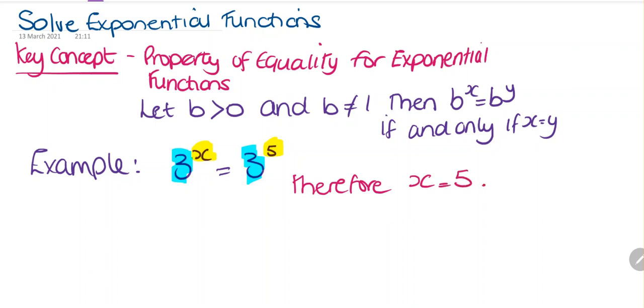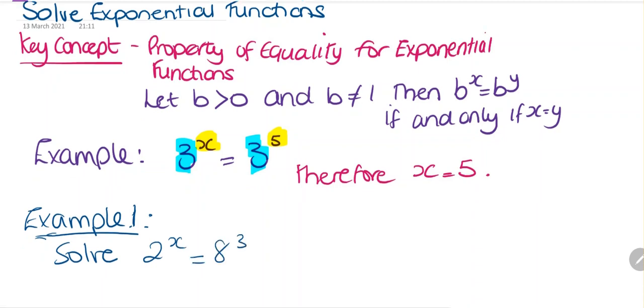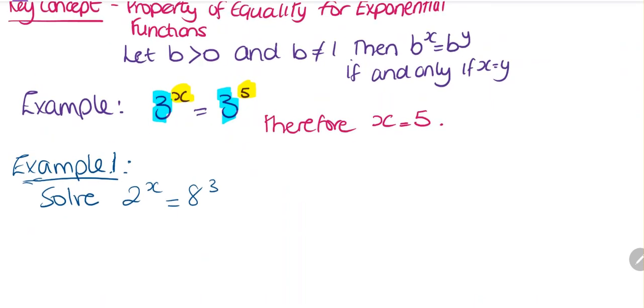So let's have a look at an example. So example 1. So we're asked to solve. So we've got 2 to the x is equal to 8 to the 3. Now in this question the bases are not the same, so we need to rewrite the bases so that they are the same.